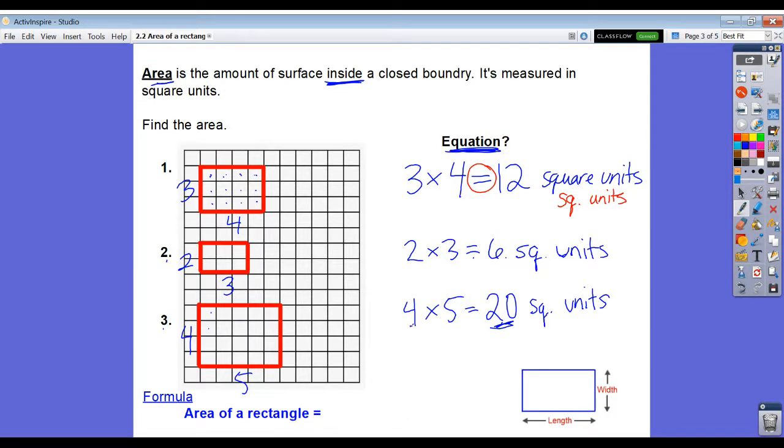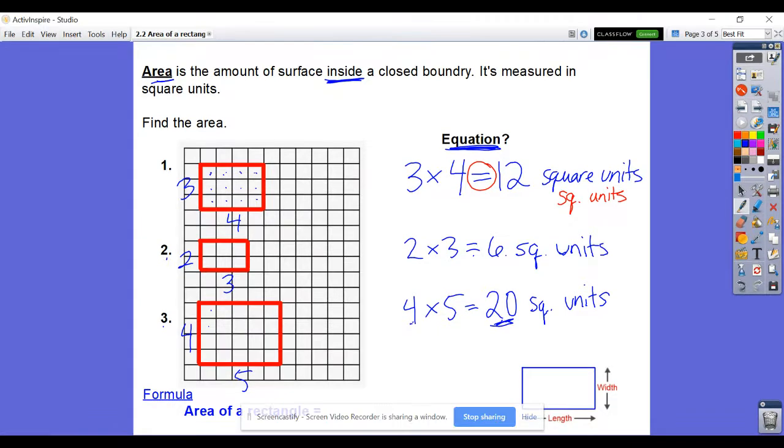So that brings us to our formula. The area of a rectangle, drum roll please, equals length times width. And remember, mathematicians use a cursive l for length times w, lowercase w, for width. And you probably realize that because you had already done that every time to make a shortcut for yourself. You just had to multiply length and width and get the area.